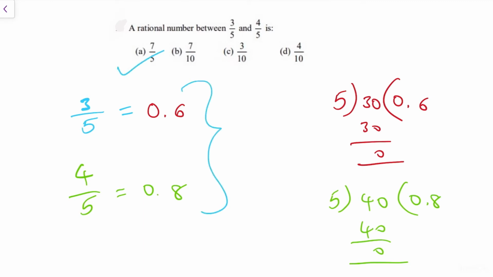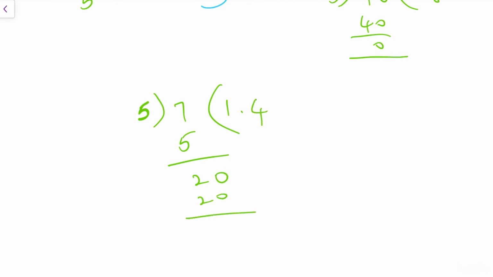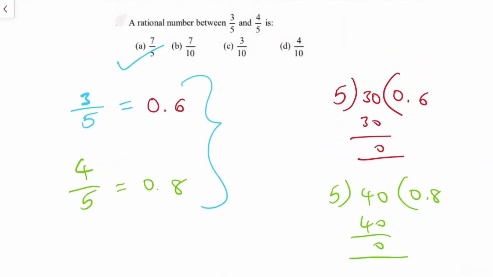First option I have 7 divided by 5. So 7 divided by 5, if I do division, 5 here and 7 in the middle. 5 ones are 5, 7 minus 5 is 2, then 0. 5 fours are 20. So 7 by 5 is nothing but 1.4. So here option A is 1.4.